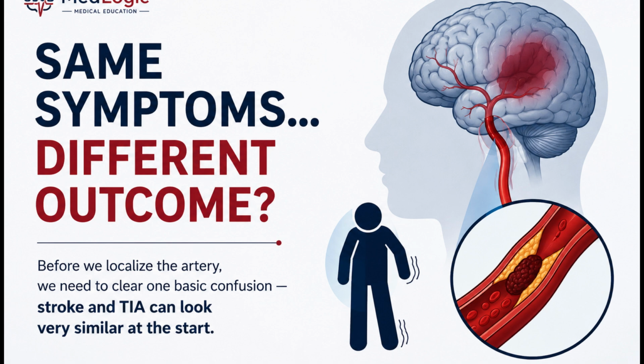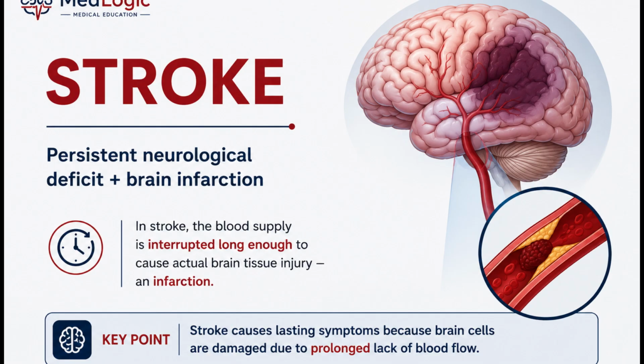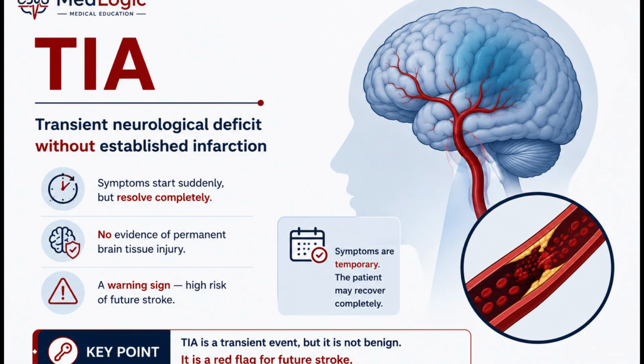Before we localize the artery, we need to clear one basic confusion. Stroke and TIA can look very similar at the start. In stroke, the blood supply is interrupted long enough to cause actual brain tissue injury, an infarction. In TIA, or transient ischemic attack, the symptoms are temporary. The patient may recover completely, but clinically, it is still a warning sign. Remember, TIA is not benign. It is a red flag for future stroke.